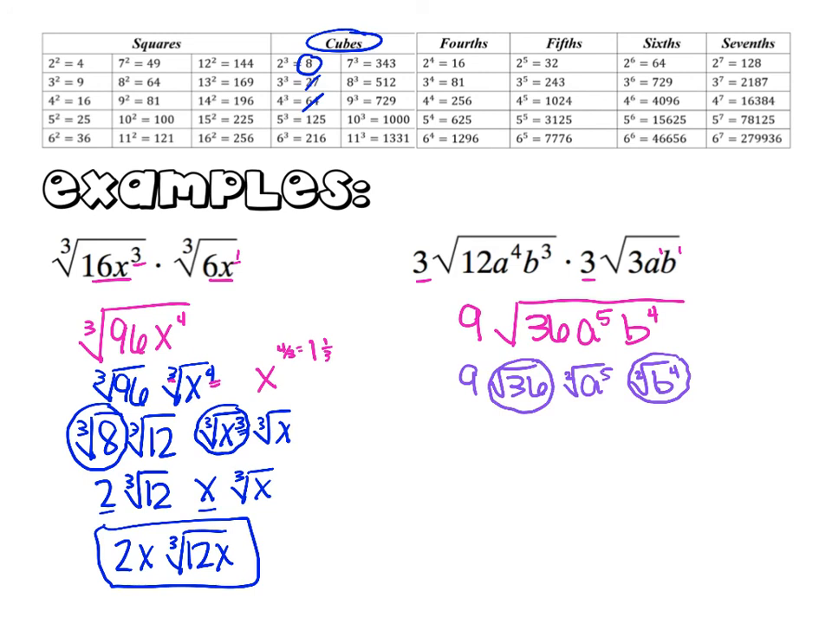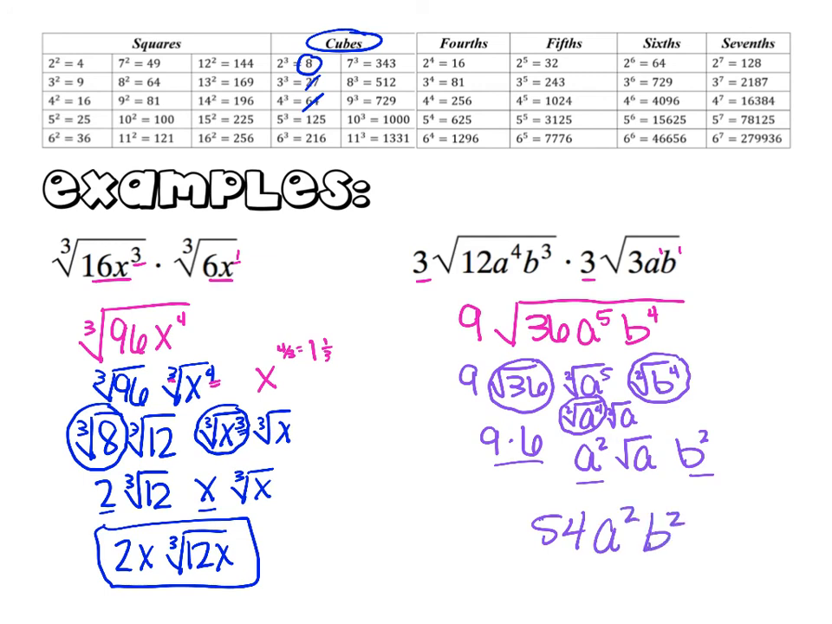So I don't need to break up the square root of 36 because I already know the answer. The square root of a to the 5th, though, I want to break up into something divisible by 2, so that's 4 of them, and then there's still one more left. Right? The square root of a to the 4th is a squared, and then I still have a square root of a. The square root of b to the 4th is b squared. If I put all of the parts that are not under radicals together, 9 times 6 is 54, a squared, b squared, but I still have a square root with an a underneath.